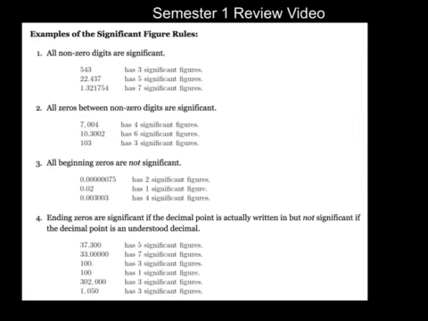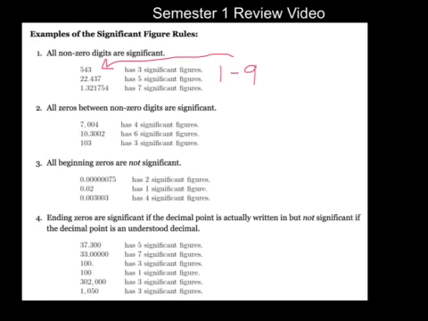Alright, so the semester 1 review video, as requested by some of you, we will start with significant figures. So the 4 rules of significant figures. 1, all non-zero digits are significant. Alright, so any numbers 1 through 9 should be considered significant. So you look at the examples to the left.